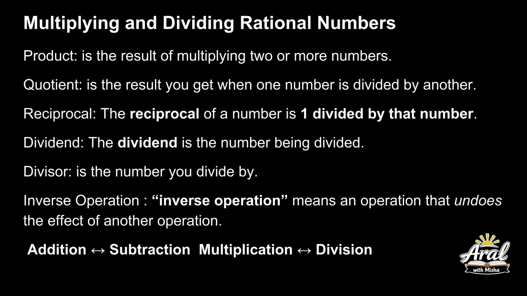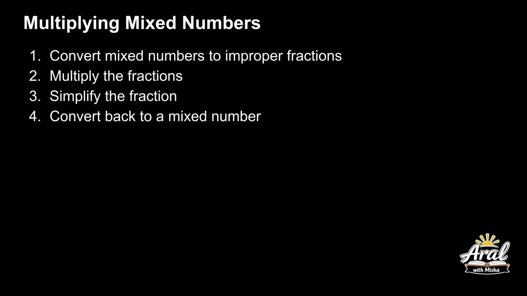Alright? Let's move on. So, ngayon, multiplying mixed numbers. A mixed number, konting review lang. Kunyari, 2 and 1/2. You have a whole number and a fraction. So, this is what you call a mixed number. Alright? Number 1, if you're multiplying fractions that involve mixed numbers, convert mixed numbers to improper fractions. So, paano mag-convert? 2 times 2, 4. 4 plus 1 is 5. 5, copy the denominator, 5 halves.